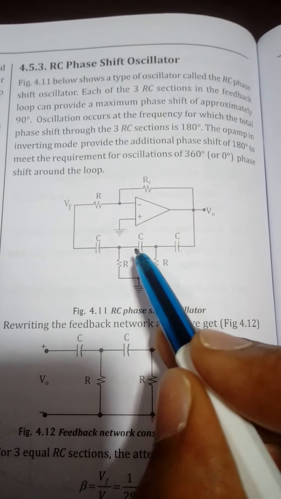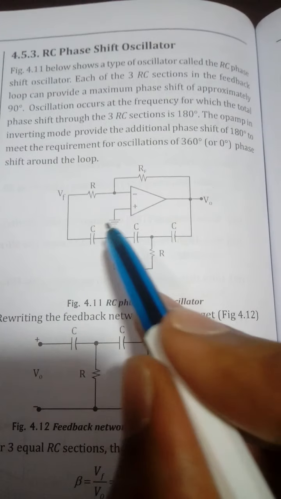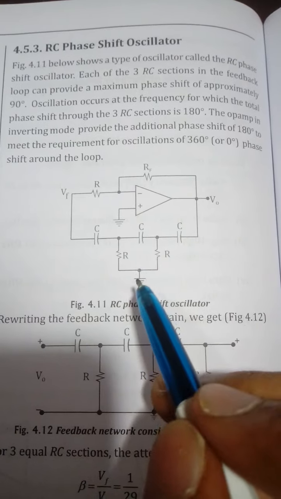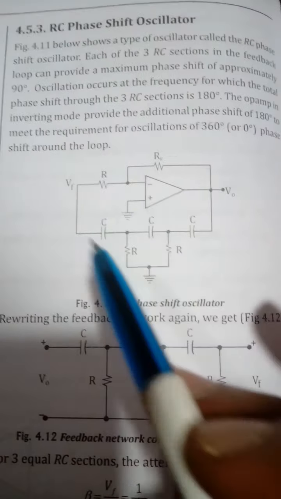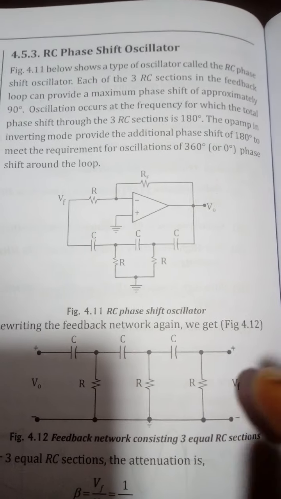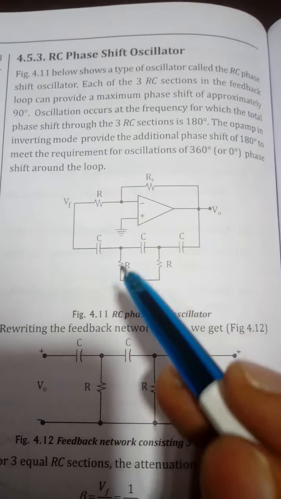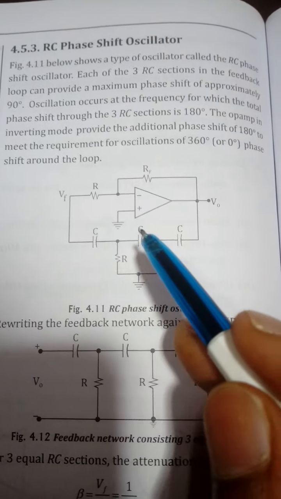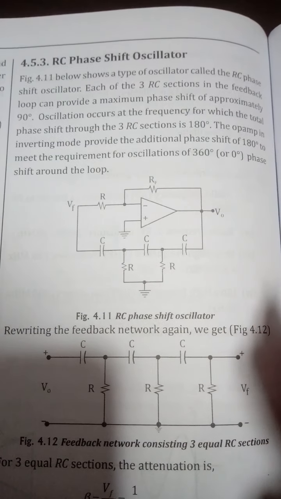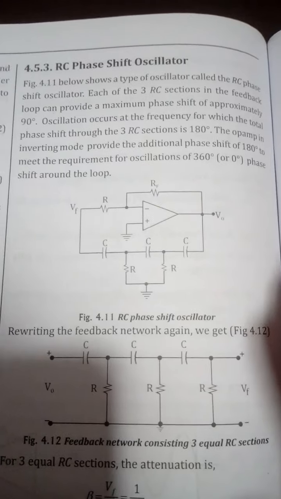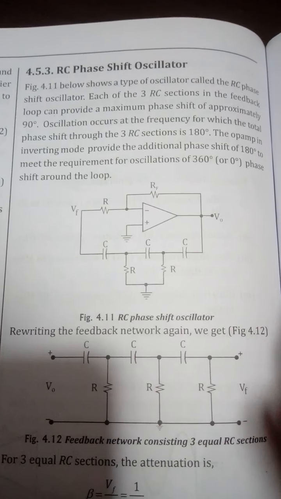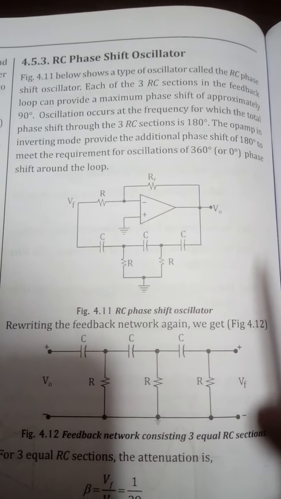What you see is a series of three capacitances connected to the input resistance, and in parallel with two resistances in turn connected to the ground. This is the circuit connection of your RC phase shift oscillator. Each RC section, you can see this section and this section, provides 60 degree phase shift. So all the three RC sections connected together will provide 180 degree phase shift, right?